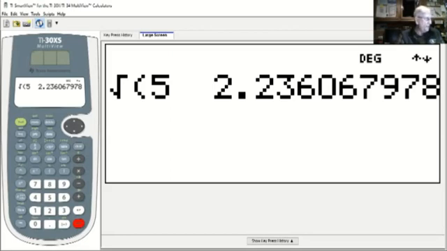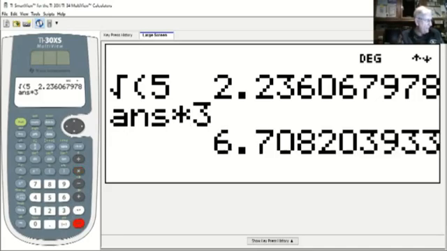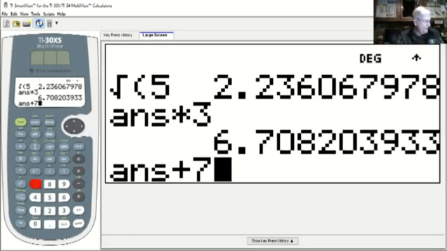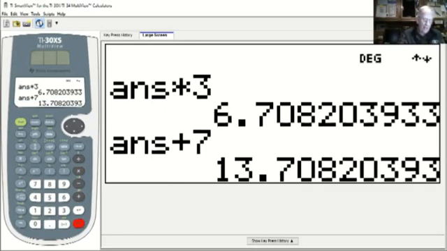There's the answer. I'm going to multiply that by 3. So times 3 equals, I've got that answer. And now I'm going to add to that a 7. So plus 7, enter. There's my answer. Would you please write that down on your paper? 13.708204. We'll round the 6th decimal place off to a 4. Okay? Now we're going to compute the bottom.